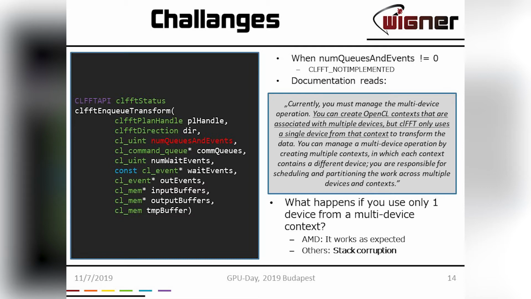And in fact, on AMD platforms, that is what happens. So if I have a context with multiple devices and I give it a command queue pointing to one of the devices, it will happen what one might expect. And on other runtimes, it will corrupt the stack. And if anyone has debugged stack corruption, then yes, that's a sad story. Not an easy thing to do.